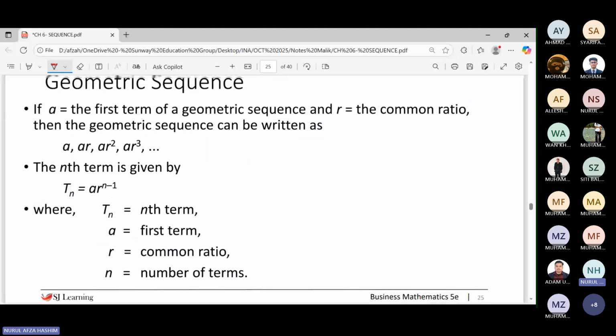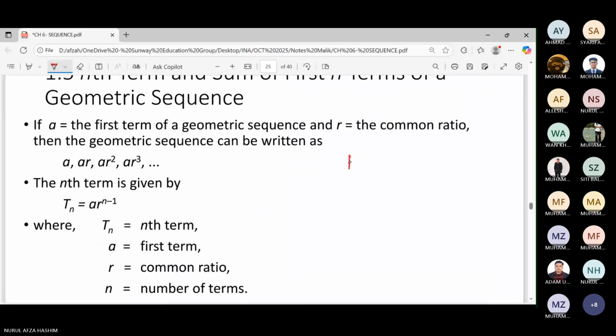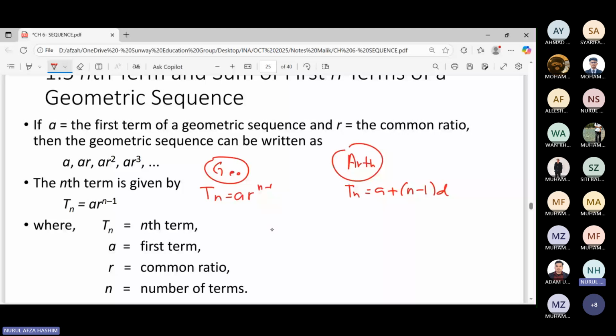So for the arithmetic sequence just now, the formula for Tn is a plus n minus 1 times d, right? But for geometric, the formula is Tn equals a times r to the power of n minus 1. A multiplied by r to the power of n minus 1. Okay, so you can see the difference here.